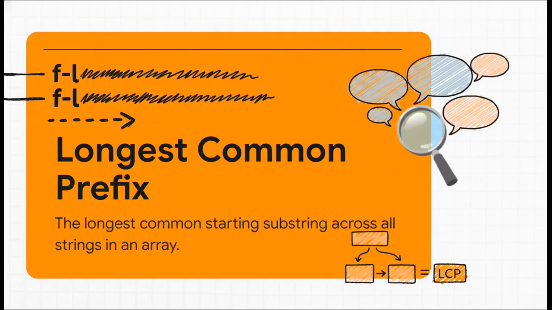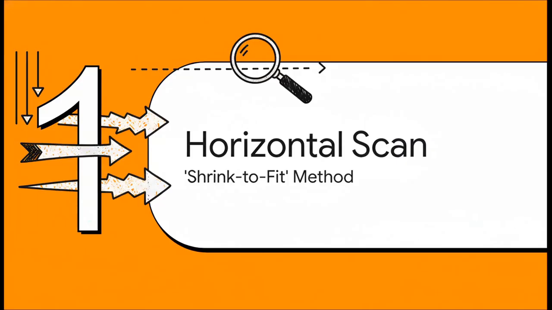The longest common prefix. It's just the longest chunk of letters from the very beginning that every single string in a list happens to share. It's a super common idea in text processing, and you better believe it pops up in coding interviews all the time. So the big question is, how do we get a computer to figure this out?